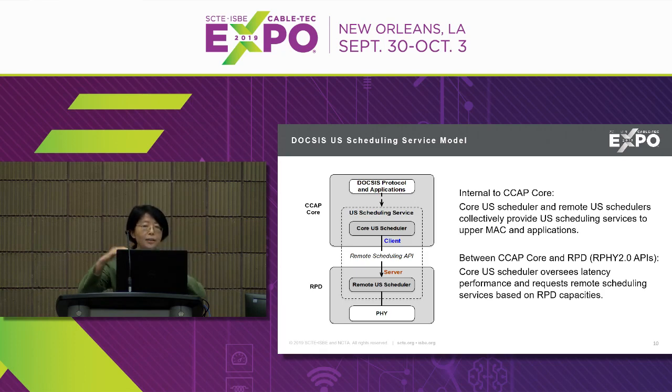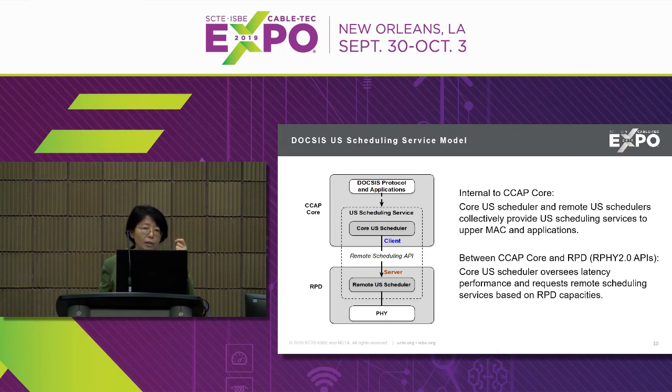He oversees the latency requirement and overall resource constraint and resource distribution. So it will turn around to ask a remote scheduler, "Hey, I have a low latency service flow, please enable the request grant service right at the door." So the core scheduler will take care of the load balancing among the scheduler tasks.